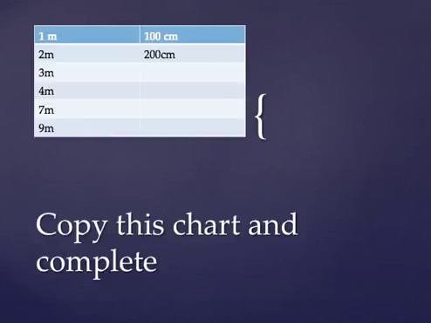So I have a chart here, and I want you to copy this chart into your journal. It doesn't have to be fancy. Just make sure that you have these numbers, and I want you to complete the chart. So if you look at the chart, it says 1 meter is the same as 100 centimeters. So if I have 2 meters, that's the same as 200 centimeters. So think, what would 3 meters be the same as? And I want you to copy this chart down and complete it. So go ahead and pause the video to do that.